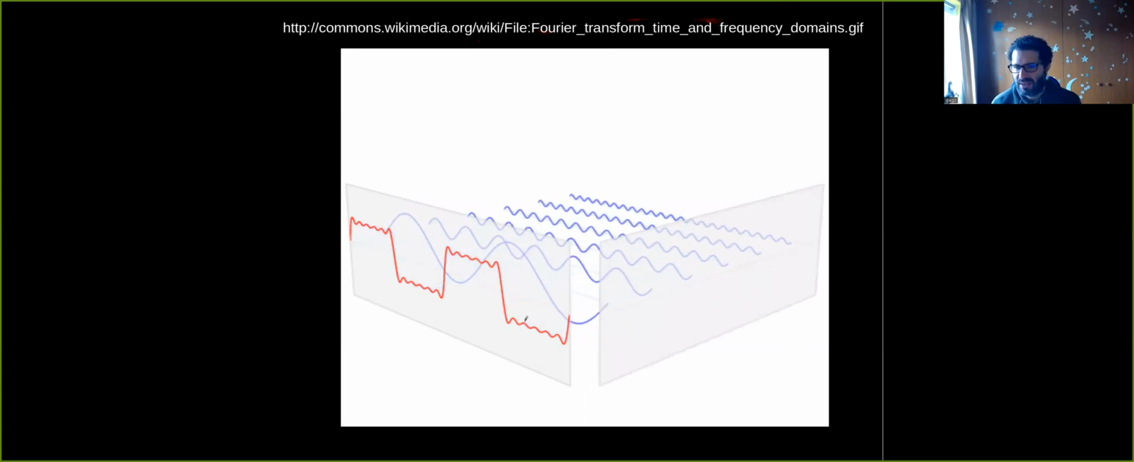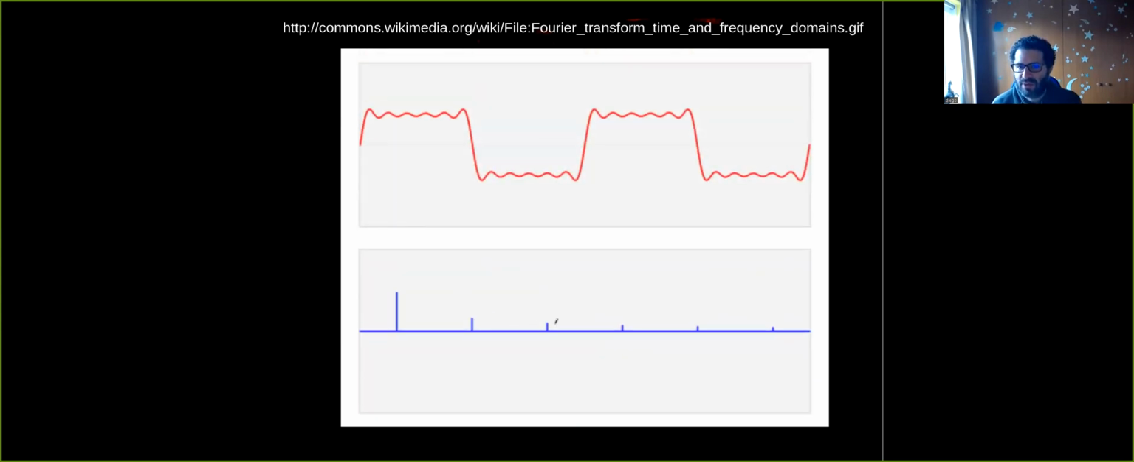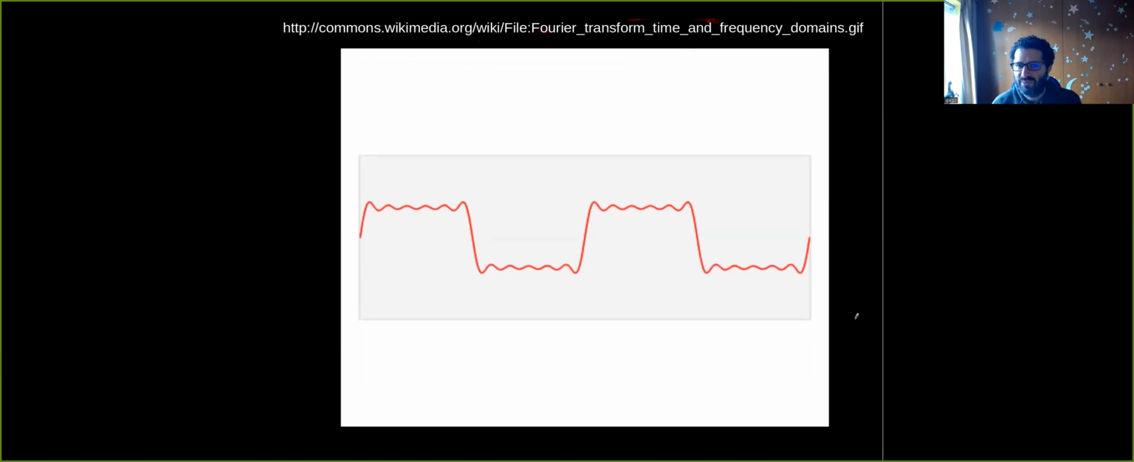What it means is that here is the time domain, and here is frequency. Each of these has a different frequency, and the size, let's say for now, of this tells you about the amplitude of that oscillation. So by doing this plus this plus this plus this plus this plus this, you can actually produce this thing here.